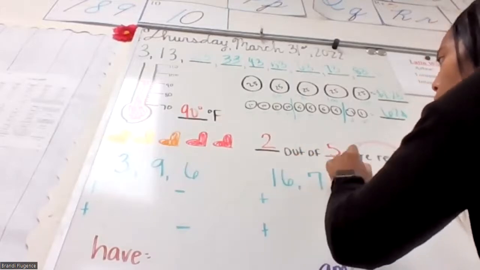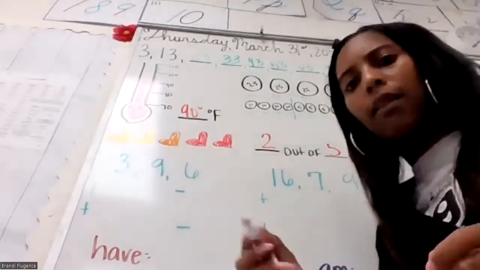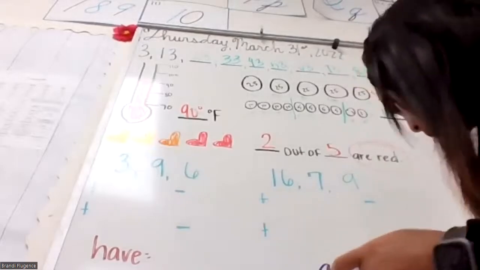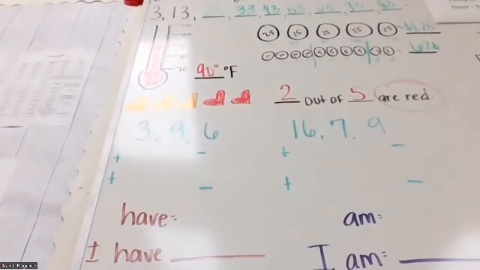Out of means total of 5. And that's the ones that are red. So on Monday, we learned how to make addition and subtraction fact families. That was Tuesday. I don't know what it is. We learned how to do that.